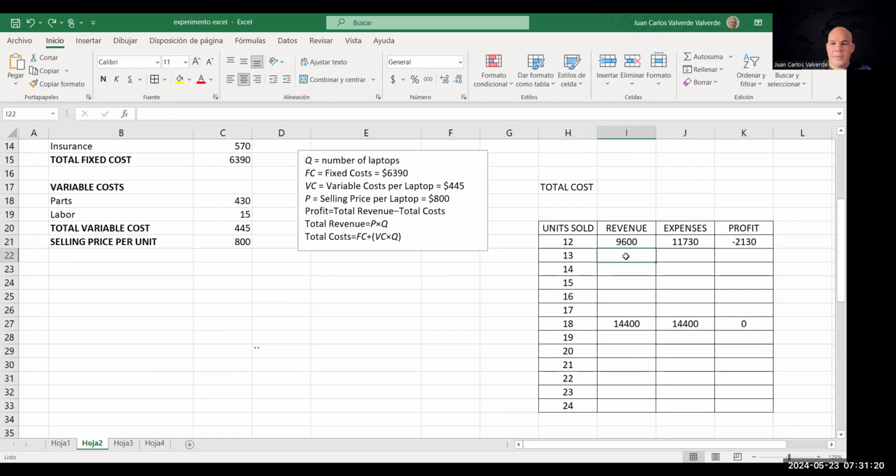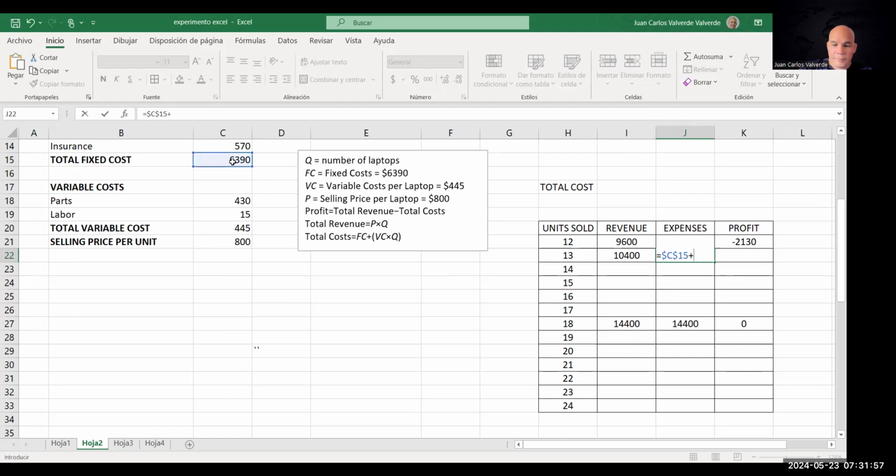Okay, 13. What's the revenue for 13? The formula says that we need to multiply this times the selling price. Let's make it an absolute reference. Okay. Expenses. What do we do with expenses? The formula says equals total fixed costs, absolute reference.